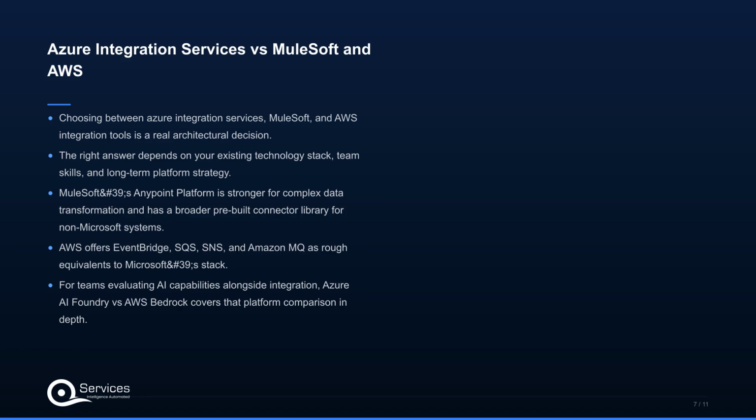The total cost of ownership for MuleSoft at mid-market scale is typically 2 to 3 times higher than an equivalent Azure Integration Services implementation. AWS offers EventBridge, SQS, SNS, and Amazon MQ as rough equivalents to Microsoft's stack. AWS is often slightly cheaper for pure compute workloads, but Azure Integration Services wins on developer experience for .NET teams and native connectivity to Office 365, SharePoint, and Dynamics 365.